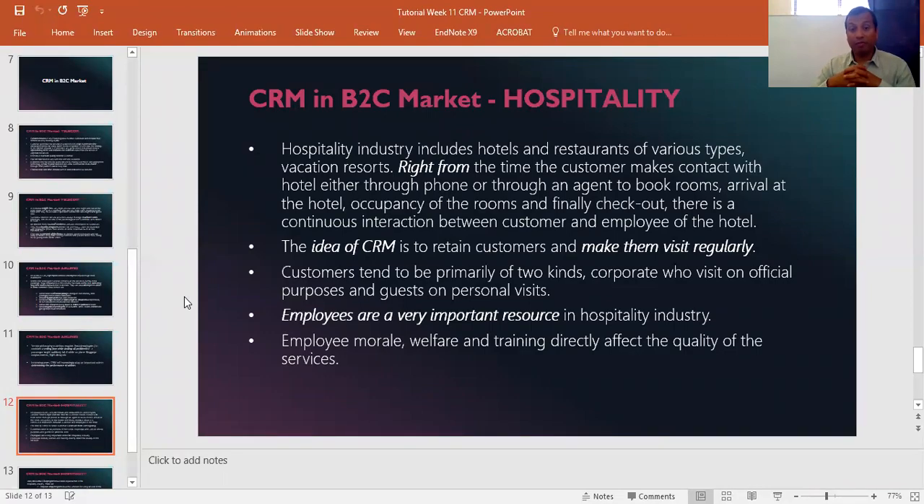Employee morale, welfare, and training directly affect the quality of the services. That's why Singapore Airlines is devoted to this. You remember the 40-30-30 rule of Singapore Airlines. 30% of the resources go directly to training and development for the employees and executives. So you need to be very, very prompt in taking those sorts of crucial decisions, because ultimately it's the executive who serves the customer.